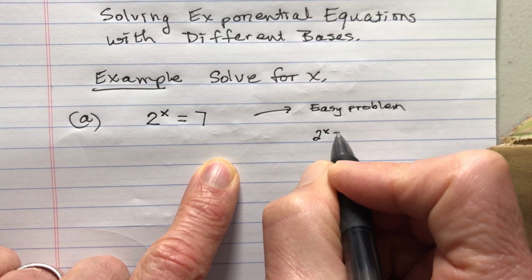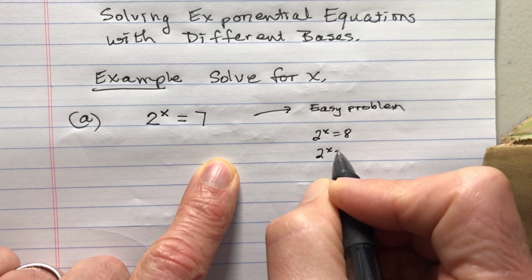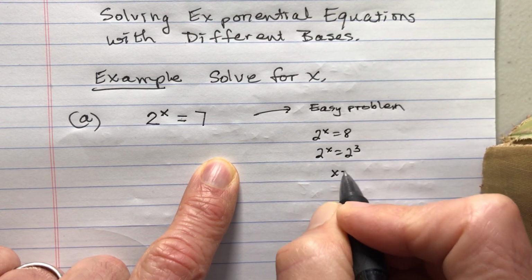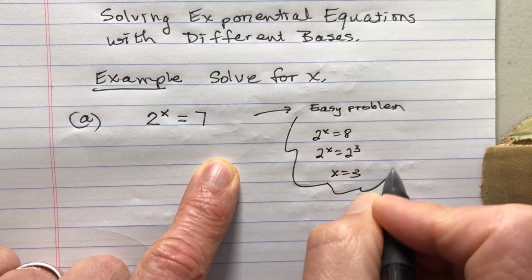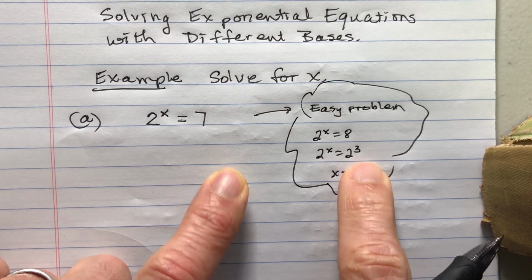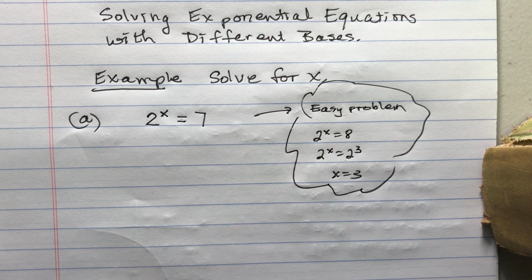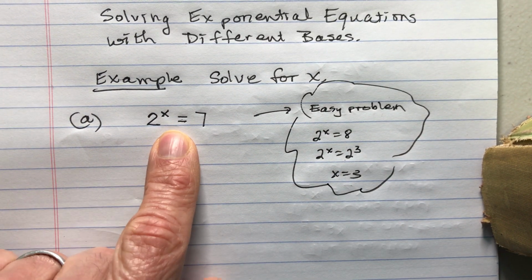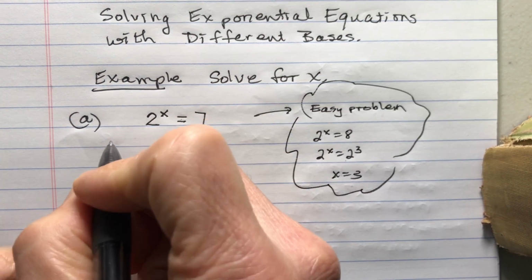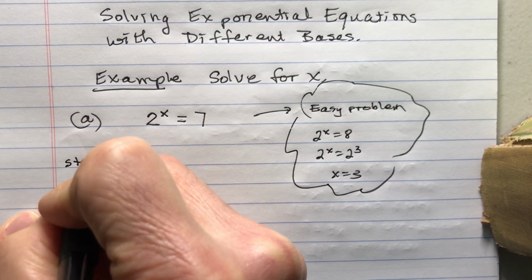Here's an easy problem, I think. 2 to the x equals 8, and I write 2 to the x equals 2 to the third, so x equals 3. That's an easy problem. I can use my times tables to know that 8 is 2 times 2 times 2. We don't have that situation here. So what we do is we follow these steps.